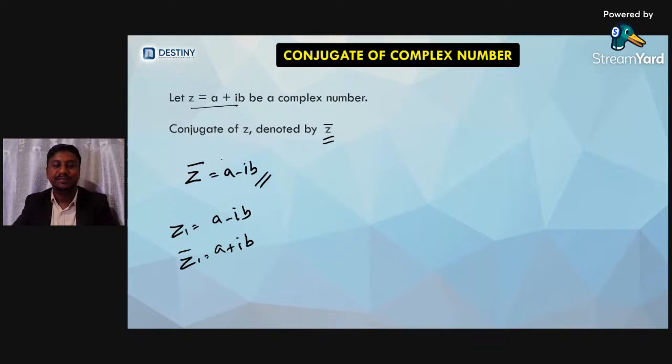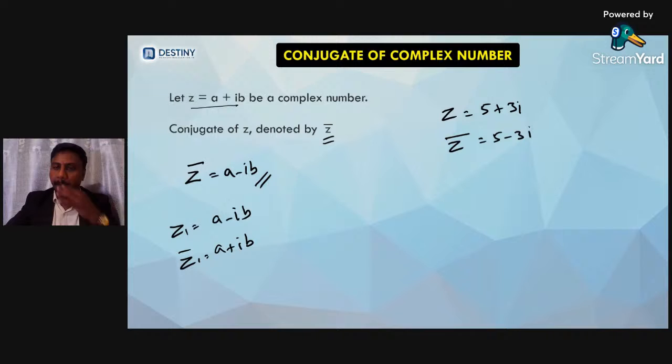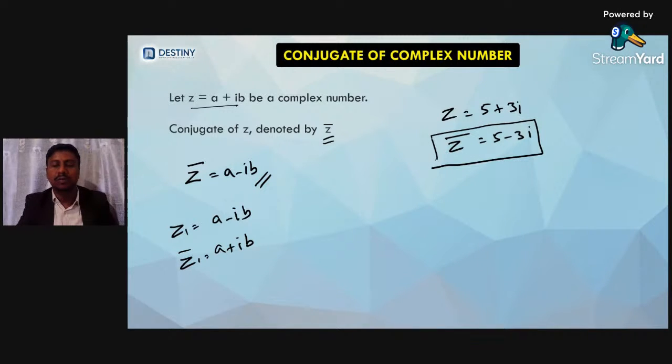If it is given z is equal to 5 plus 3i, then z bar will be 5 minus 3i. That's it. So something like this is how we used it to rationalize. We saw it in rationalizing division, right? We used it like that to rationalize.